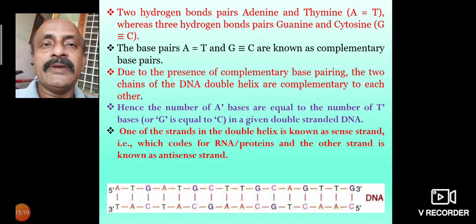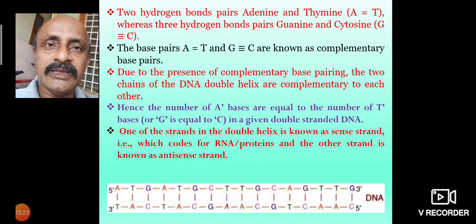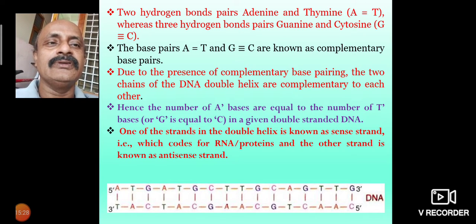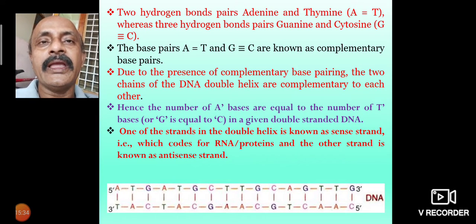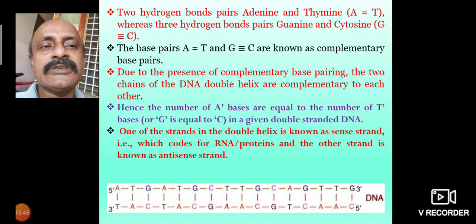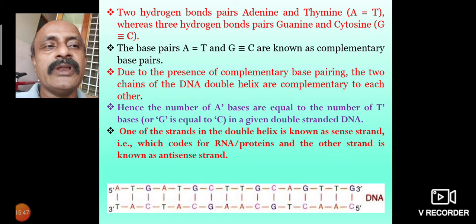On the right side or the left side, the number of adenine is equal to thymine. The number of guanine is equal to cytosine in a given double strand of DNA. Adenine, thymine, guanine and cytosine numbers are always equal, with no extras. One of the strands in the double helix is known as the sense strand.